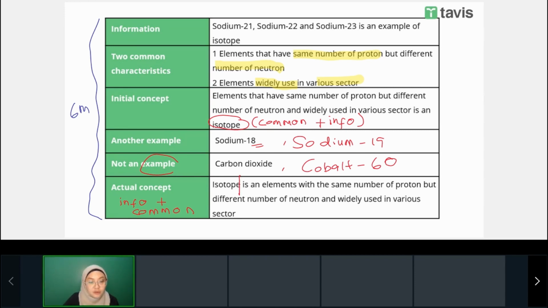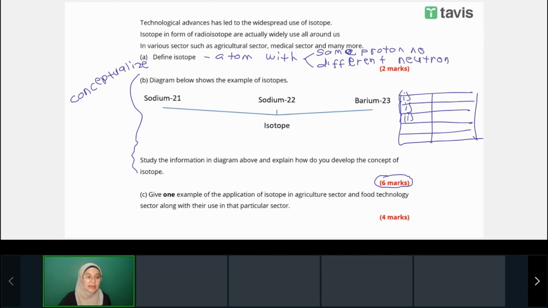Okay, the isotope is an info. Element that has the same number of protons, different number of neutrons, widely used in sector is the common characteristic. So you can get 6 marks already. Okay, let's go to the application question. This one is application.